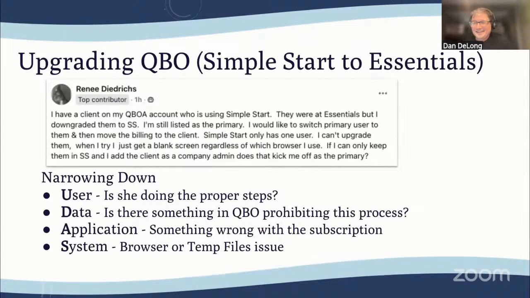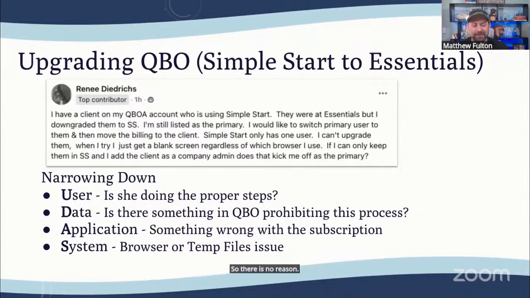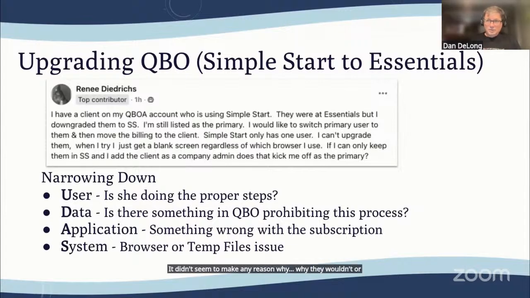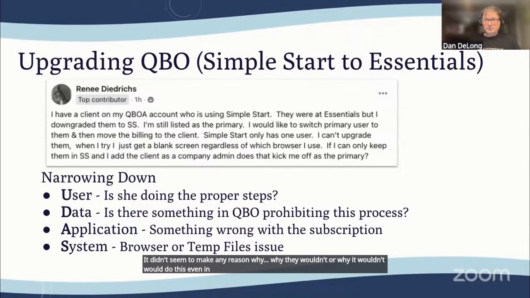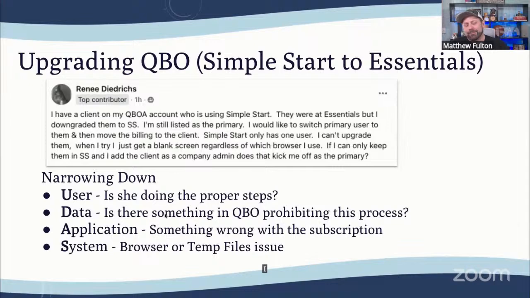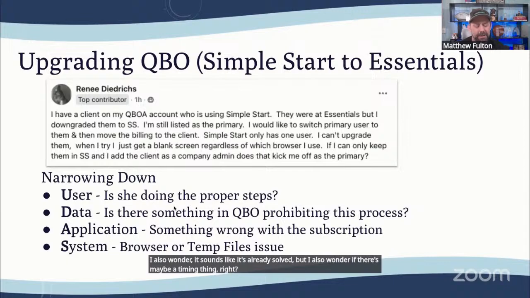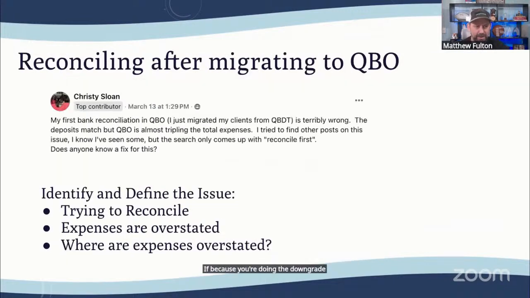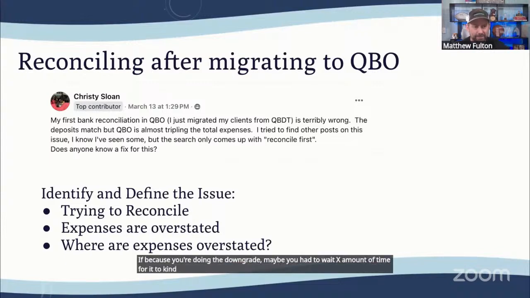So there's no reason to install 5 new browsers so I can use the software. Sorry, we're not. It didn't seem to make any sense why it would do this, even in Incognito or using Edge or whatever browser she did use. But she finally did use Firefox, and it worked. I also wonder, and it sounds like it's already solved, if there's maybe a timing thing, right? Because you're doing the downgrade, maybe you had to wait some amount of time for it to buffer and then try again, but that is nuts.